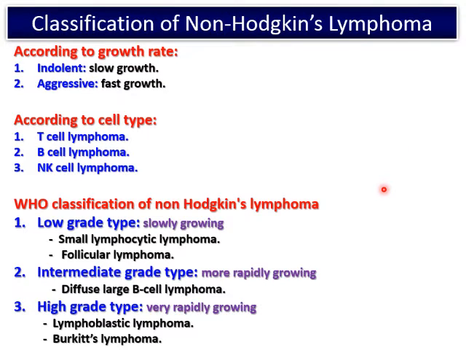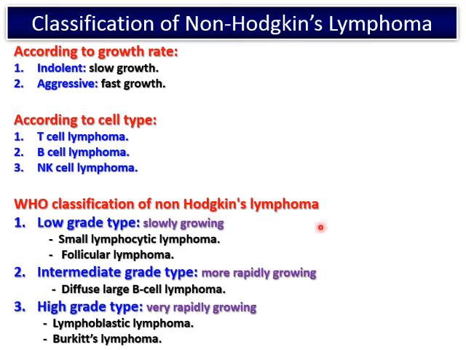Classification of non-Hodgkin lymphoma. We can classify non-Hodgkin lymphoma according to growth rate into indolent, very slowly growing, or aggressive, fast growing, rapidly growing lymphoma. We can also classify non-Hodgkin lymphoma according to cell type into T cell, B cell, or natural killer cell. WHO classification of non-Hodgkin lymphoma: WHO classified it into low-grade type like small lymphocytic lymphoma and follicular lymphoma, intermediate grade like diffuse large B cell lymphoma, and high grade type like lymphoblastic lymphoma or Burkitt's lymphoma. And you must know the subtypes for each grade.